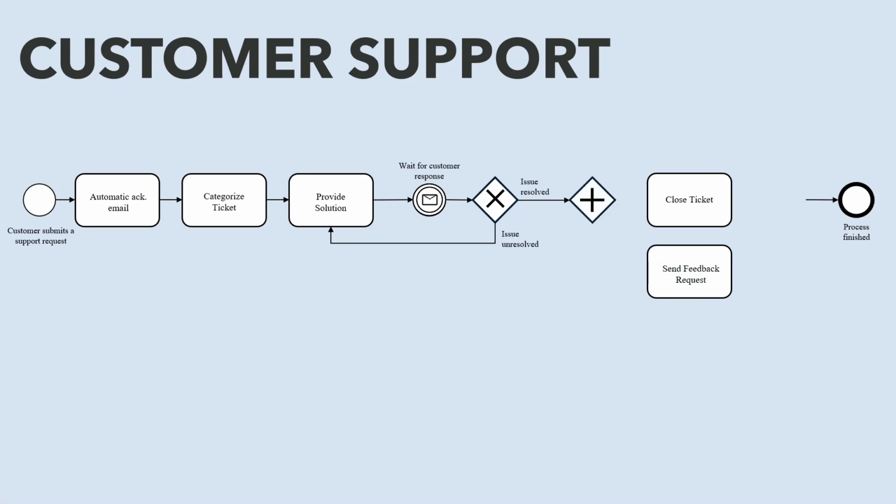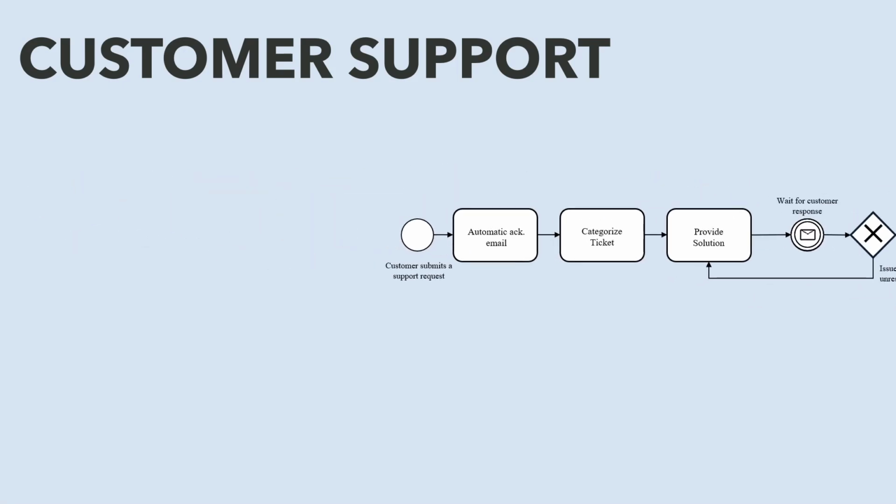If we follow the flow from the starting AND split, both pathways are taken. The closed ticket activity is started in parallel with the send feedback request activity. Once both activities are completed, the process may proceed. To summarize, let's go through the entire process of this model.